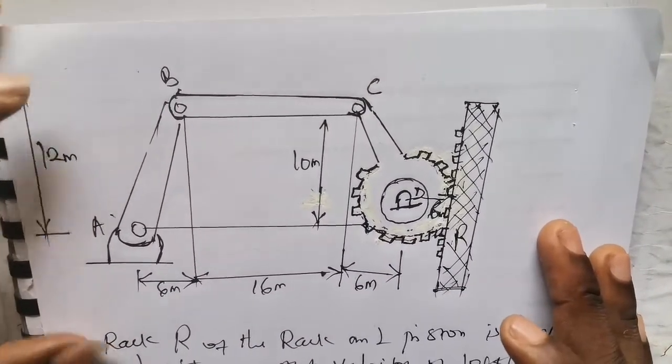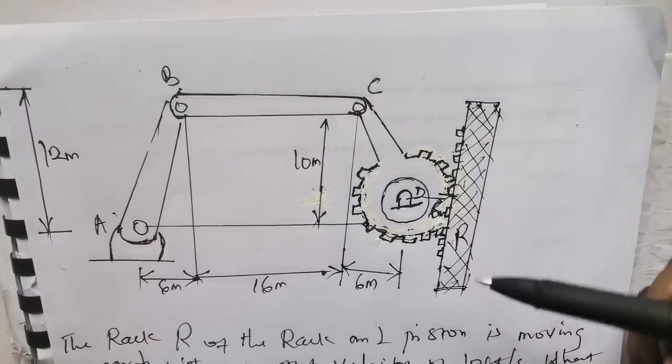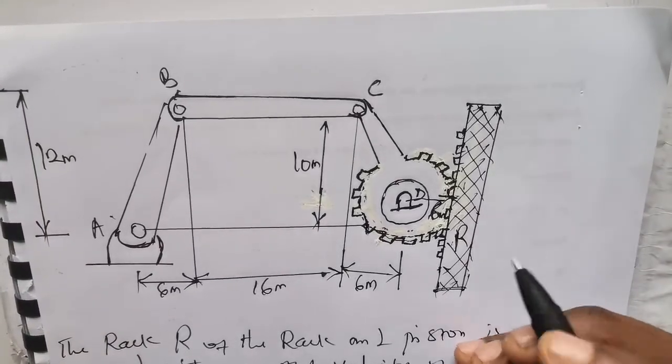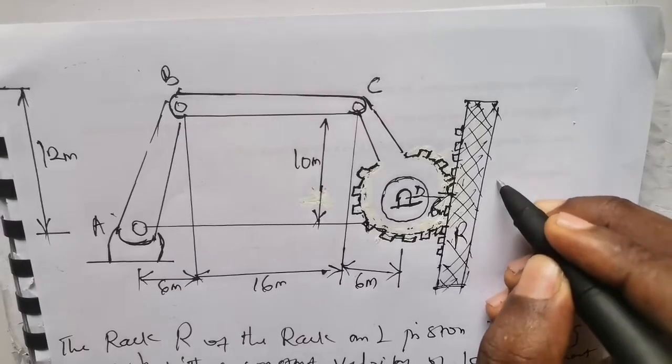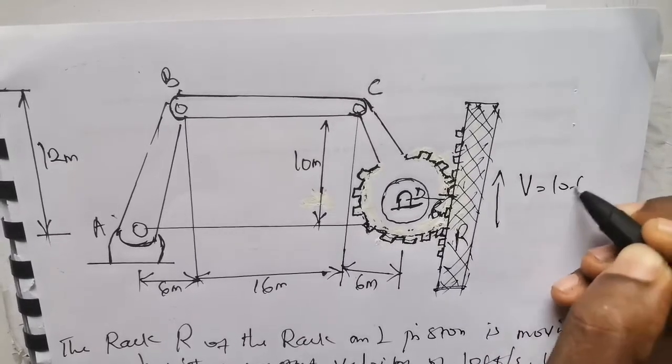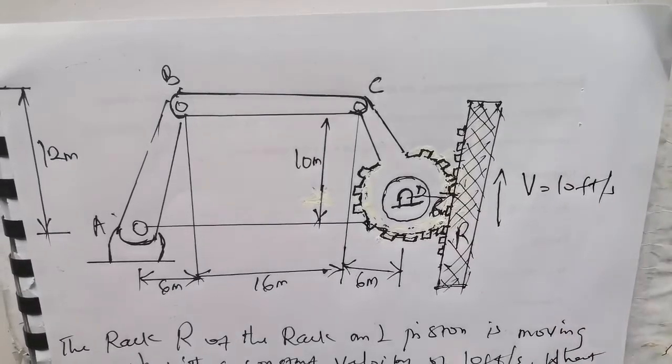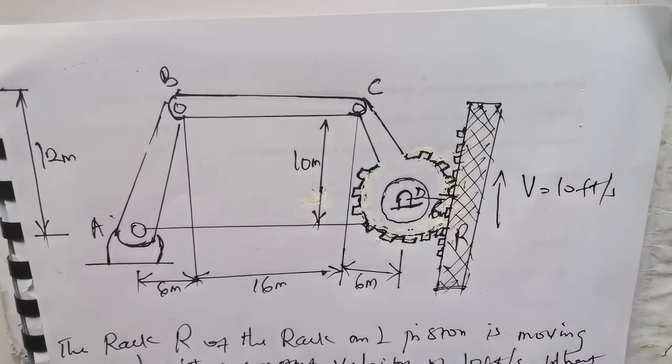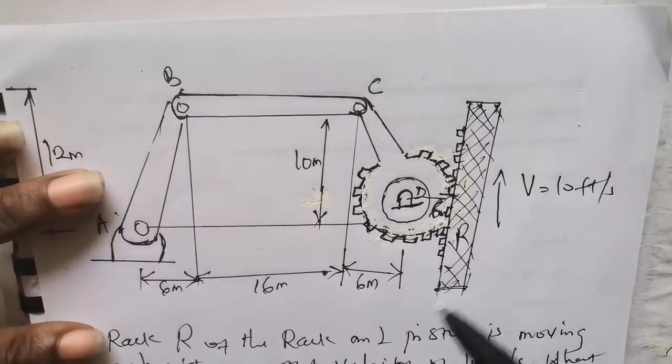Now you're given a rack and pinion system. This is a rack, and from the question, the rack is moving upwards. Okay, this rack is moving upwards with a velocity of 10 foot per second. All right, so let's analyze this motion now.